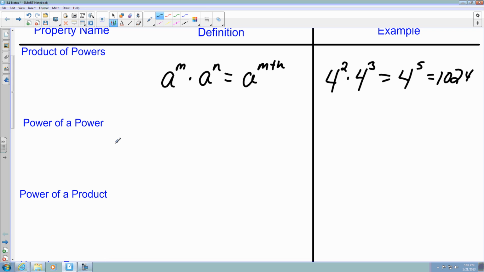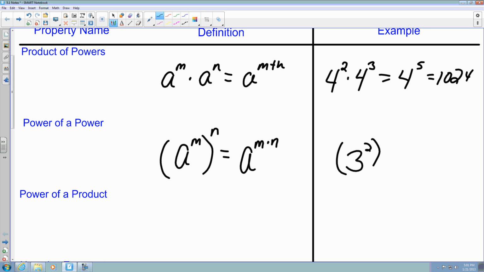The power of a power is if we have a value that is to a power, let's say m, and then that is also to a power n. This means that we can multiply those exponents together, so then it's a to the m times n. So if we had something like 3 squared all cubed, we could say that this would be 3 to the 6th power, or 729.